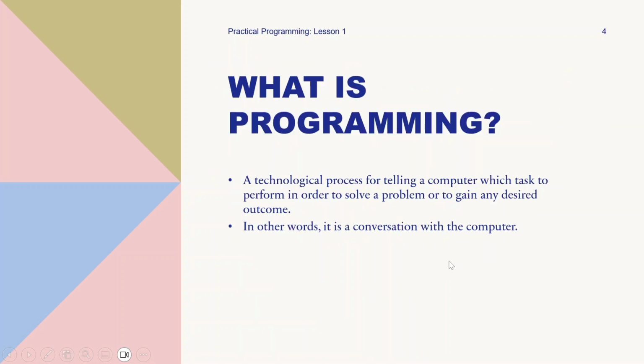Programming is a technological process for telling a computer which task to perform in order to solve a problem or to gain any desired outcome. In other words, it is a conversation with the computer. So, programming is basically a tool to have a dialogue, to command our computer. We cannot directly command our computer because the computer only understands the language of zeros and ones, and normal humans cannot understand the language of zeros and ones. So that is why we use programming languages that act as a bridge between the humans and the machines, the computers.